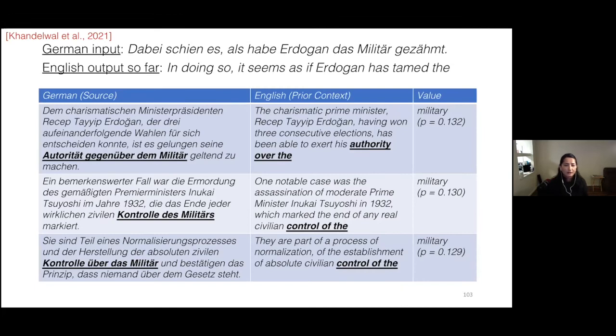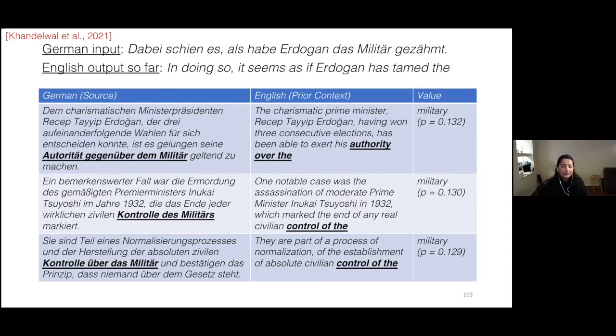And here are the top 3 examples that the model relies on for generating the word military. All of these contexts match the local context tamed the military in both German and English. And they're also topically pretty relevant. But they vary in the longer range context. Only the first one is talking about Erdogan, while the others talk about different leaders in different nations.